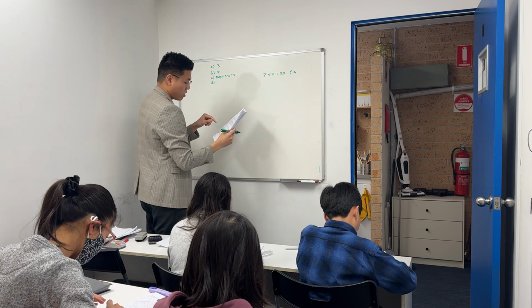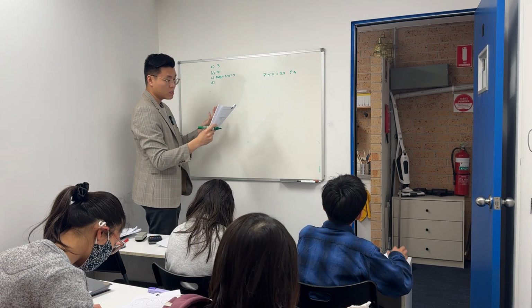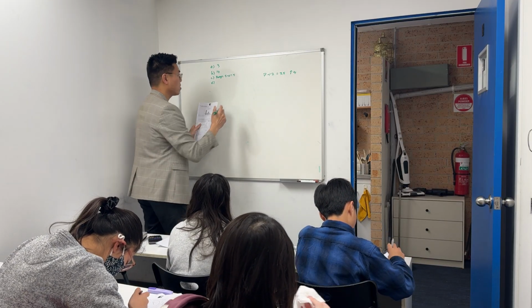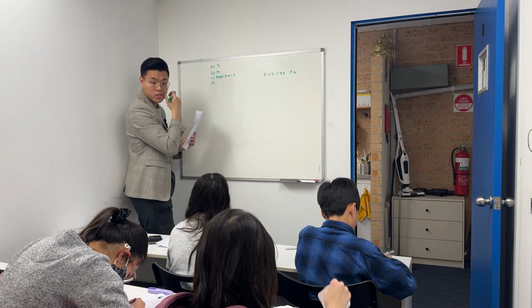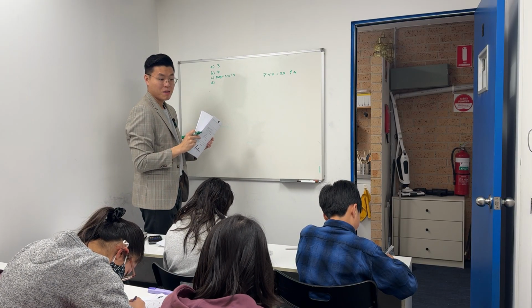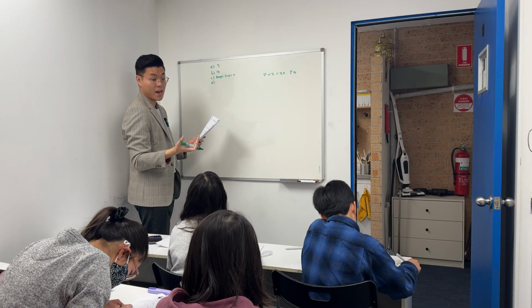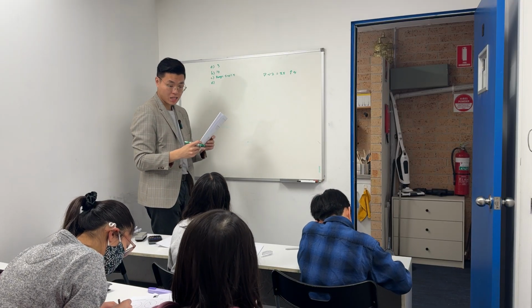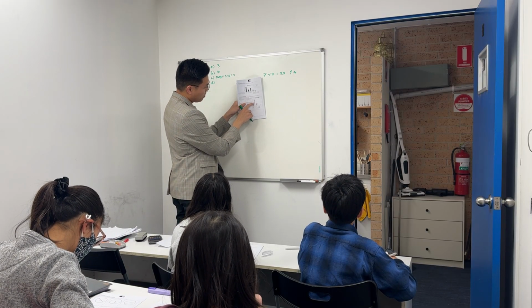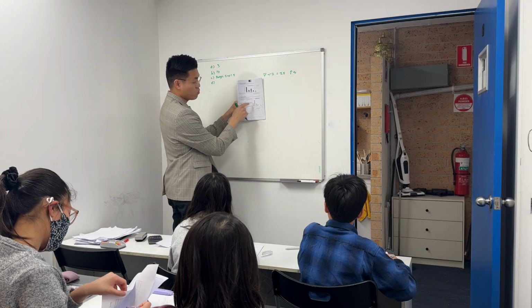Okay, so going back to our question, D. How many data points are there? 17. What's 17 divided by 2? 8.5, thank you. 8.5 rounded up to the nearest whole number is 9. So we count our 9th data point. We start from 0, 1, 2, 3, 4, 5, 6, 7, 8, 9. So our median is 2.